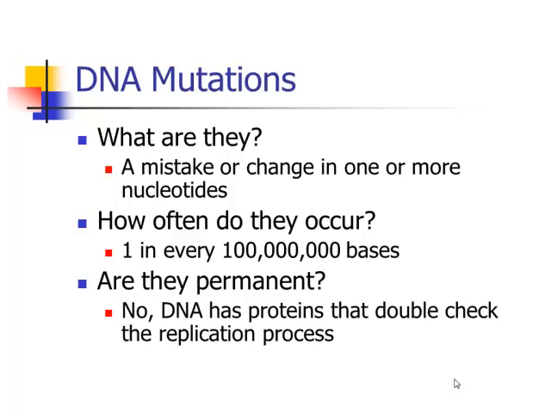And hopefully our mutations aren't permanent. We have proteins that double check when we go through replication to make sure that we don't make a mistake when we replicate our DNA. But carcinogens, things like being out in the sun or asbestos or other hazards that we come in contact with, permanently change our DNA, and those are not able to be fixed.